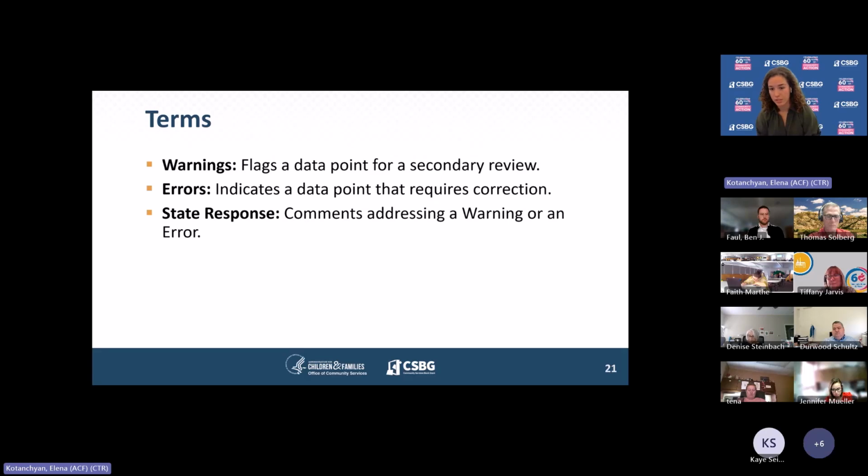Another title that I do have is data analyst. So as much as I want data to be perfect, I understand that there's a lot of human component that goes into it, and that has to be taken into account as well. We're all humans, and I always understand if there's something going on. Just keep in mind that, again, errors are a bit more serious items. And again, state responses are comments addressing those warnings and errors.